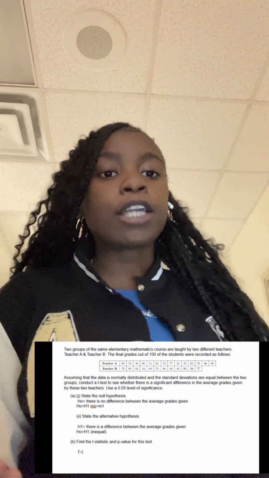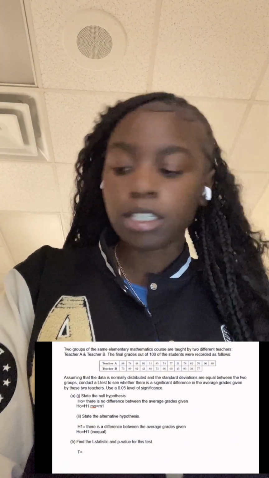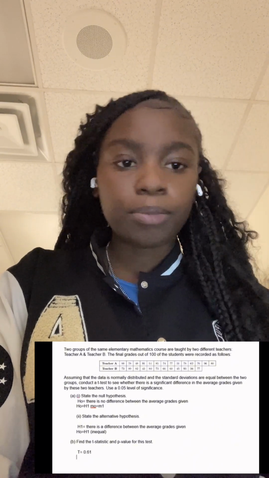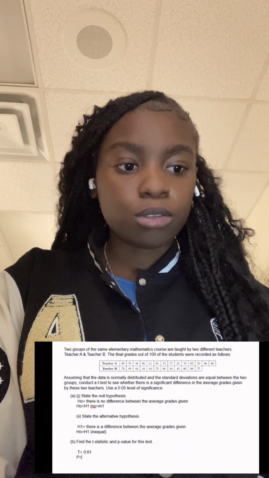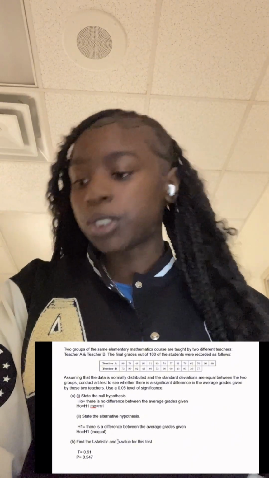Okay, so when doing it on the calculator, I don't want to really explain how you do it on the calculator, but on the TI-84 Plus, we see that when finding the t statistic, we get t is equal to 0.61 and p is equal to 0.547. So now that we have that, we write down the conclusion.